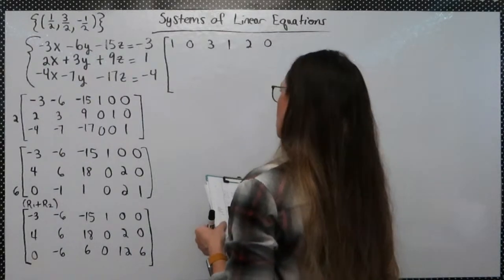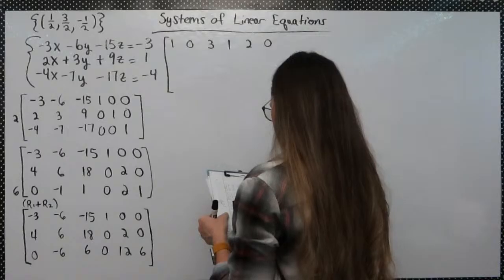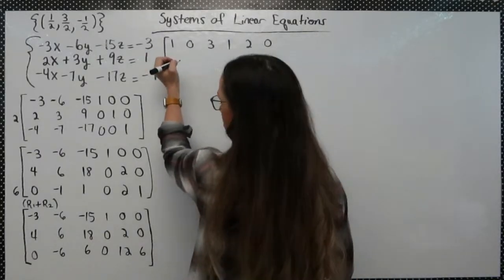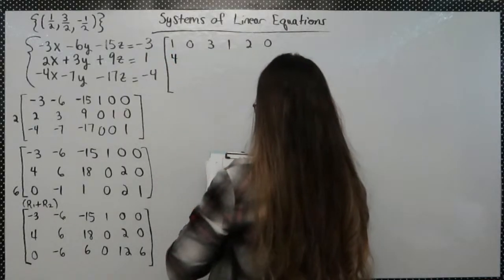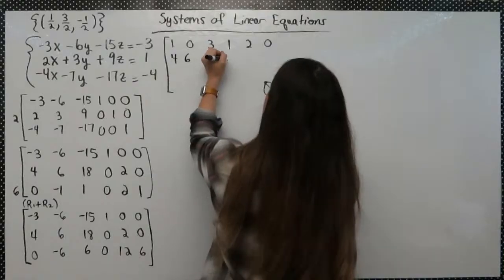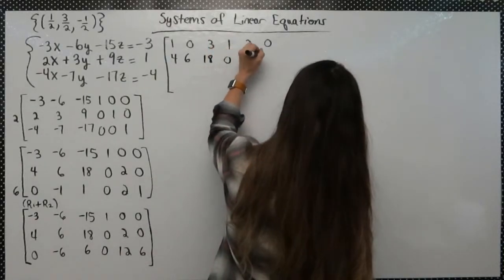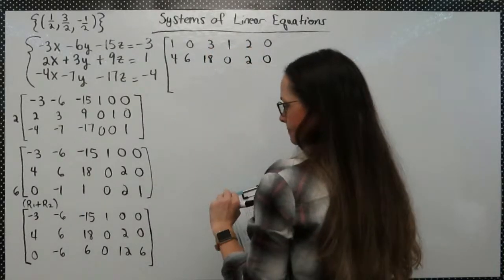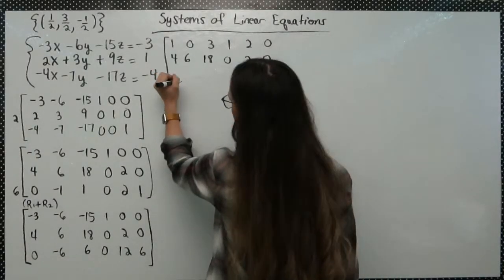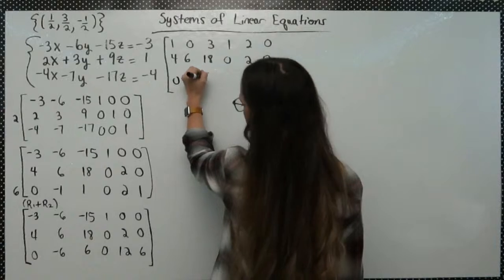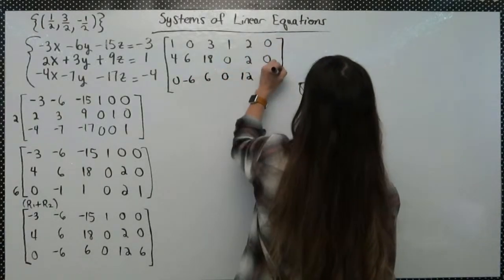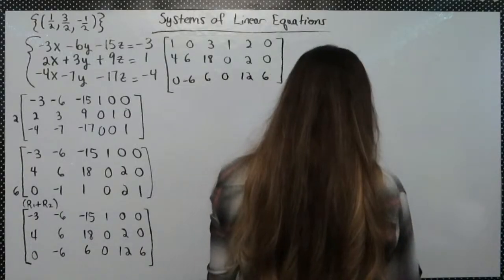Okay. And then it looks like we can just repeat these back here. Let's just put these in here. So that's 4, 6, 18, 0, 2, 0. And then I'm just going to go ahead and write this one in here. 0, -6, 6, 0, 12, and 6. And then hopefully I'm back where I was.